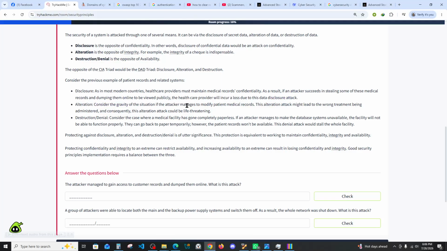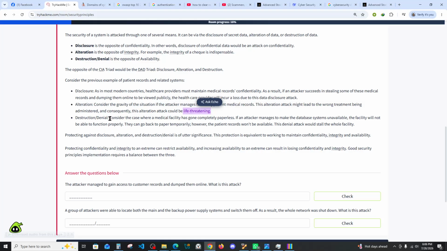Alteration. Consider the gravity of the situation. If the attacker manages to modify patient medical records, this alteration attack might lead to the wrong treatment being administered, and consequently, this alteration attack could be life threatening.